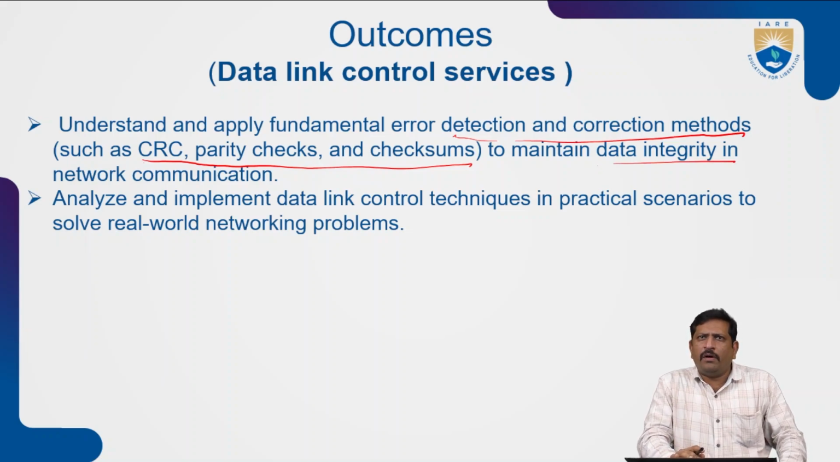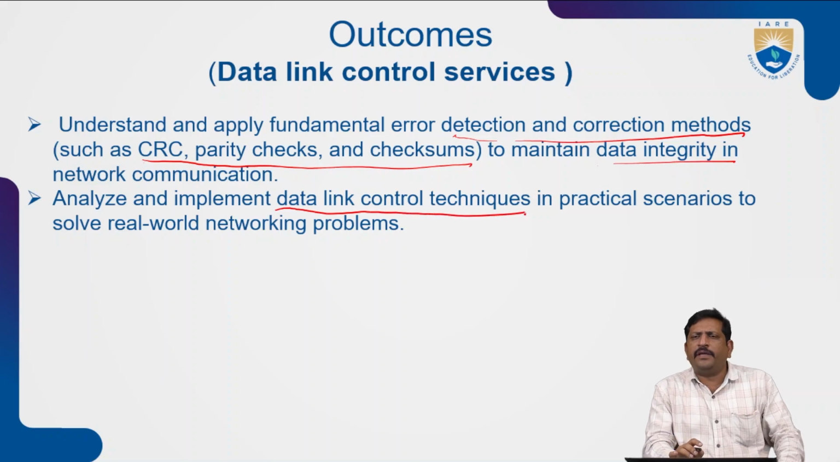Next, the outcome of the data link control services is analyzing and implementing data controlling techniques. While transferring data between two devices, different types of controlling techniques can be implemented. By controlling the data, the required amount of data can be sent to the intended destination device.